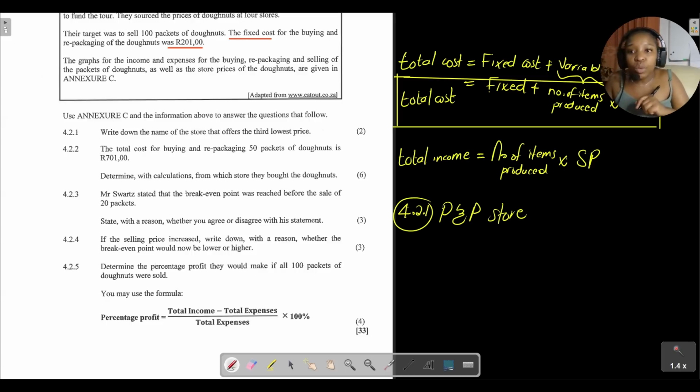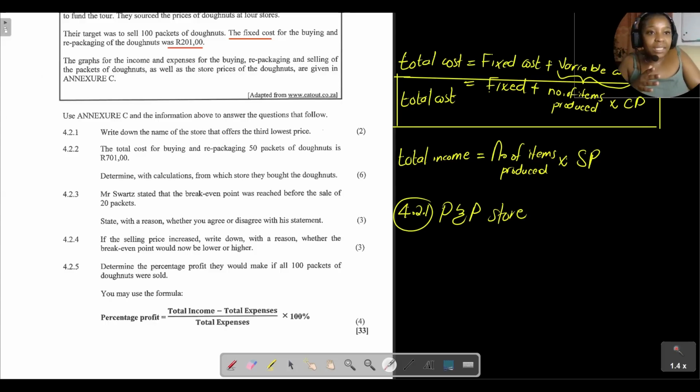Question 2.2. The total cost of buying and repackaging 50 packets of donuts is 701 rands. Determine with calculations from which store they bought the donuts. So this question requires us to make use of these equations that were provided for you guys in the beginning. What do I mean by this?